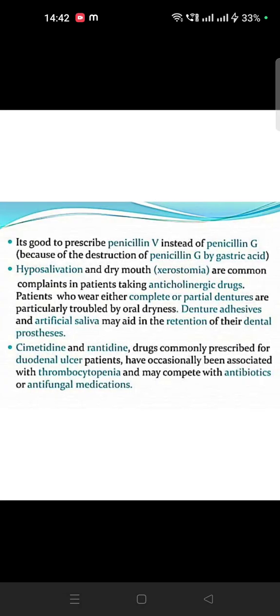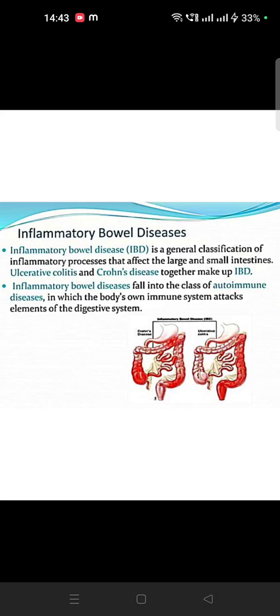Then prescription: penicillin B or penicillin G they can give. Hyposalivation, or xerostomia, is commonly present. Anticholinergics they can give. The patient can wear a complete or partial denture, and denture adhesive can be used. Clindamycin and ranitidine are drugs commonly prescribed for ulcer patients. Antibiotics and antifungals they can give because dental management is not clear.